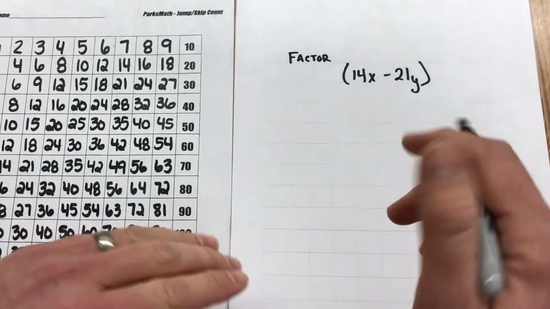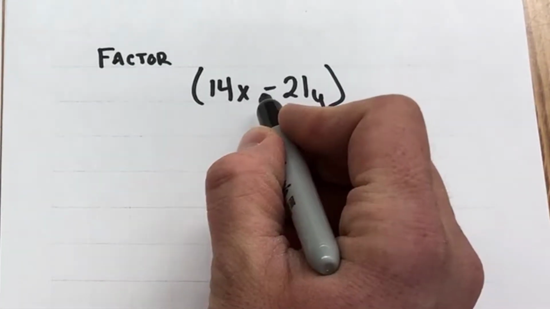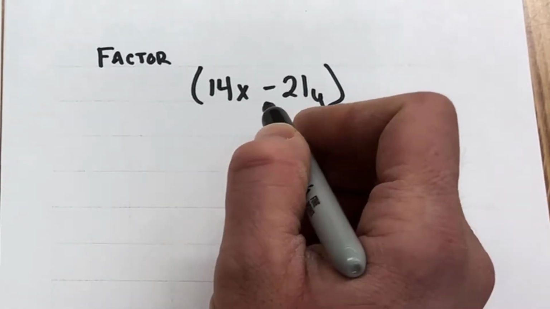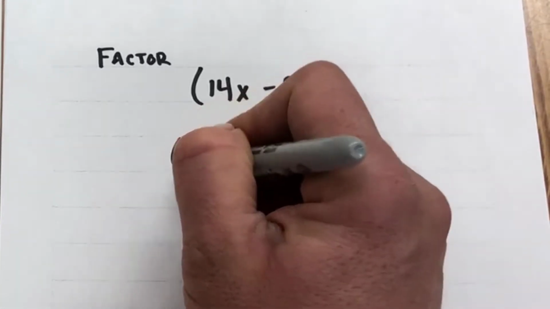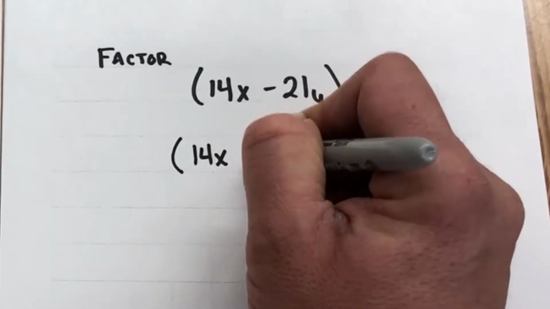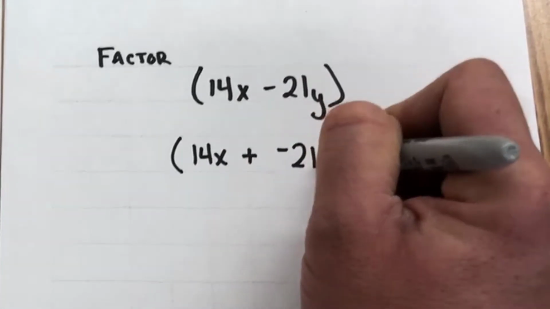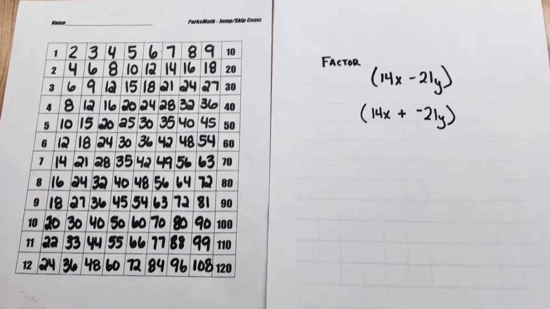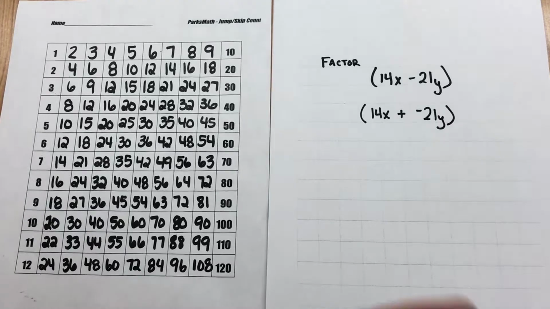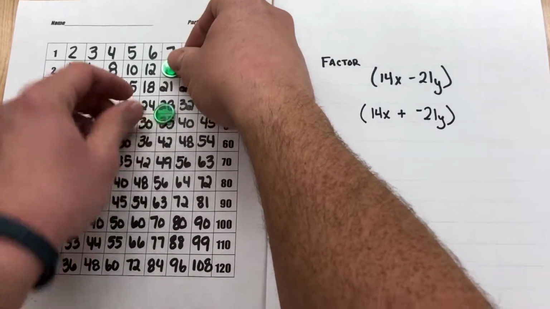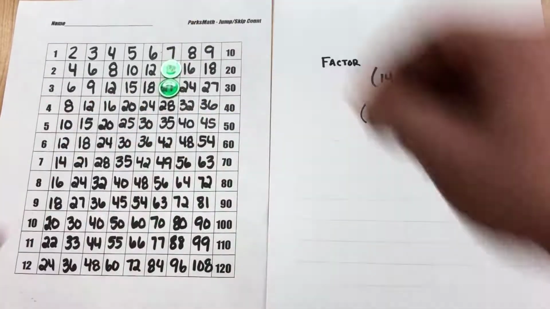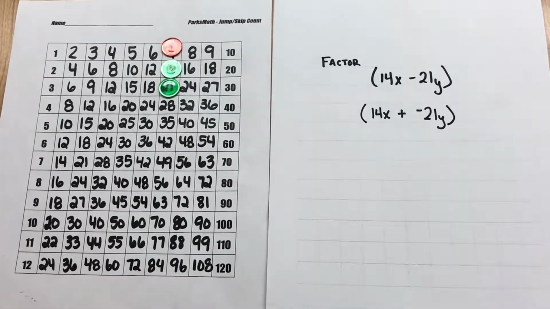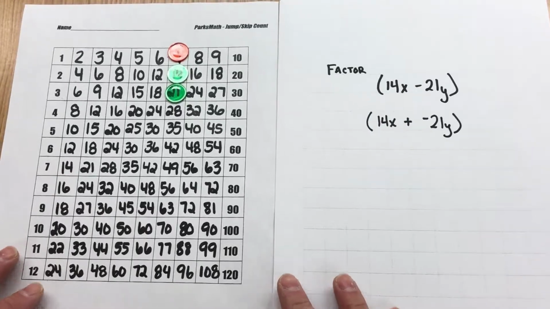First thing that we have here, my students know that when we say the word minus or subtraction, we're going to change it to an addition problem. And so they would rewrite this as 14x combined with a negative 21y. And then with our jump count, we're going to find 14 and 21 in the same column. And I obviously find it in the column with 7. And then we mark the 7 with a different color because 7 is what is dividing into both of these numbers.